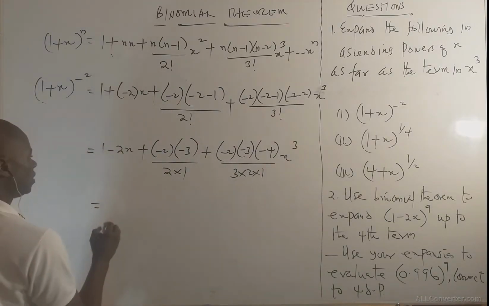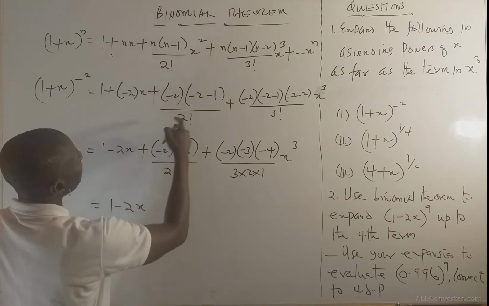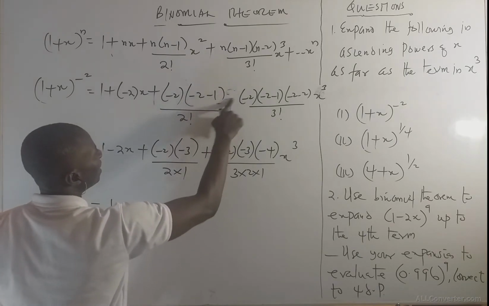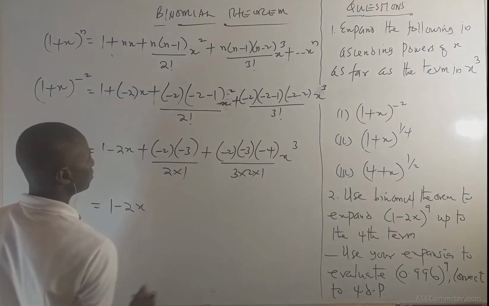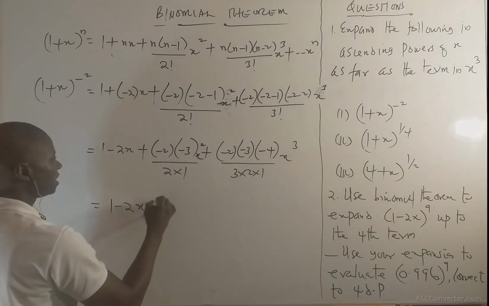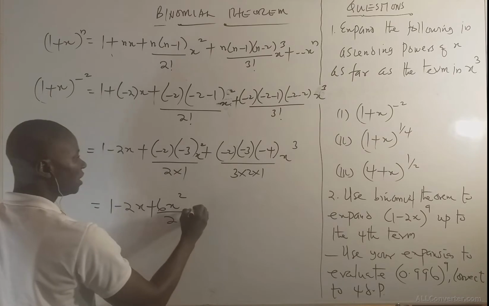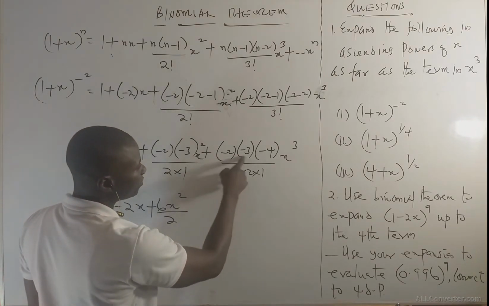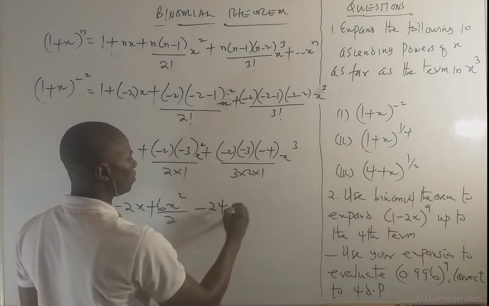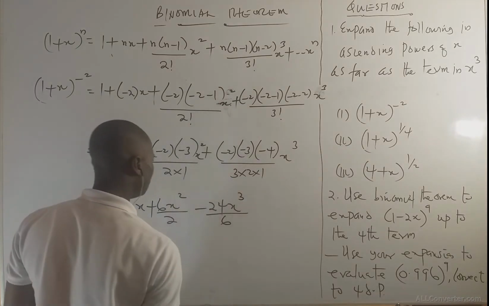Okay, so a step down, we have 1 minus 2x. Then we have our x squared here before the plus. So minus 2 times minus 3 will give us plus 6. Then we have our x squared here, all divided by 2, because 2 times 1 is 2. Then minus 2 times minus 3 is 6. Then 6 times minus 4 is minus 24. So we have minus 24 x cubed here, all divided by 3 times 2 is 6, 6 times 1 is 6. So we have divided by 6.